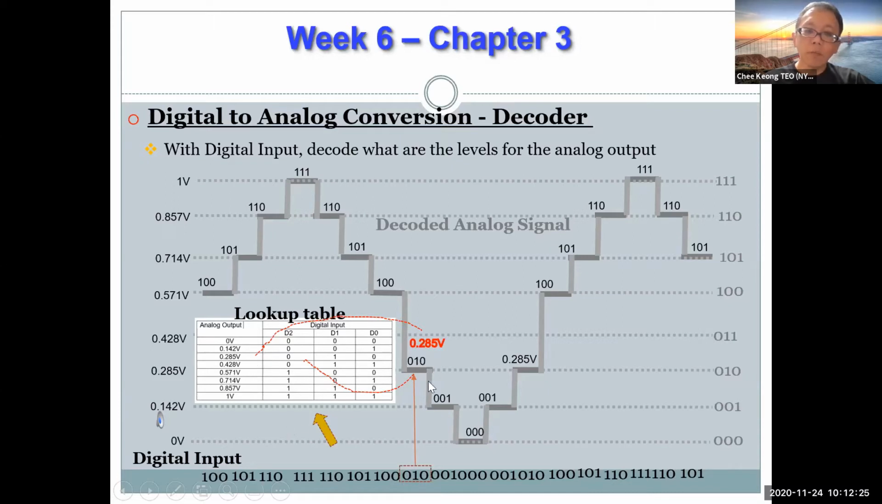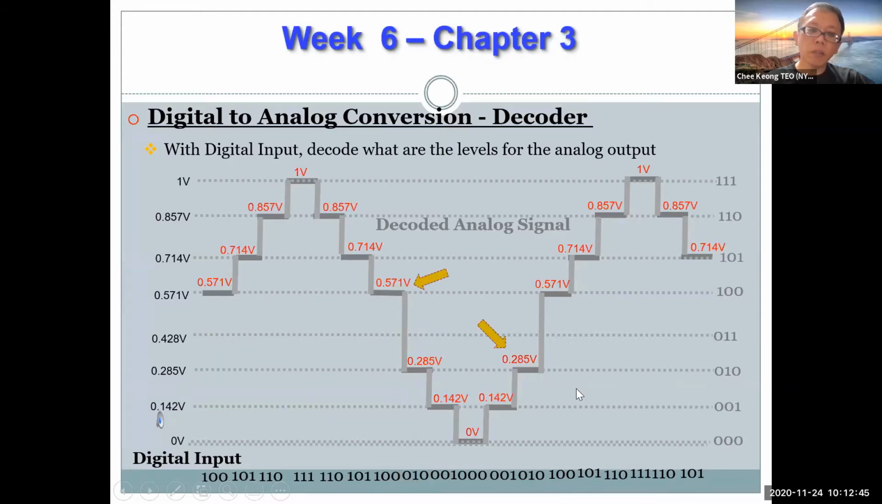So for example, I have 0, 1, 0. Look at 0, 1, 0. I will look at basically a 0.285 volt. So I will replace this 0, 1, 0 with 0.285 volt. So this same level will be replaced by 0.285 volt, and respectively for all the levels. Once you convert that, it will look like the picture. These values will be the analog values for the decoded analog signal.